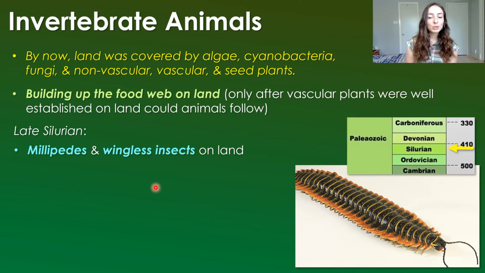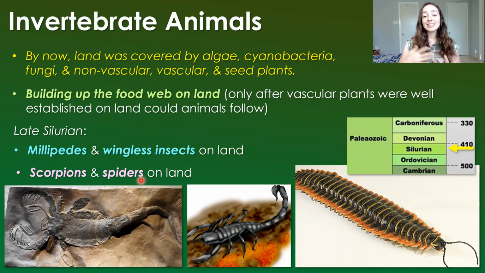However, invertebrate animals were able to predate vascular plants, but were able to actually move to land, at least in part, by the late Silurian after non-vascular plants had moved to land. These included in a first wave millipedes and wingless insects, and then in a second wave, scorpions and spiders then moved to land as well. And then eventually, after the Devonian brought vascular plants and other animals to land, many invertebrates invaded the land, but these were the earliest invaders of land.